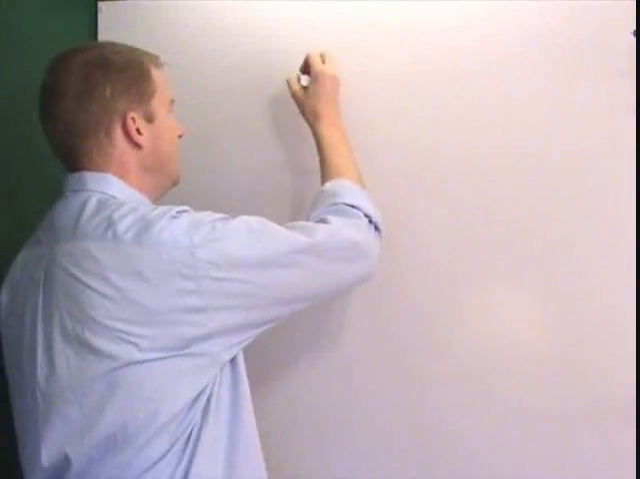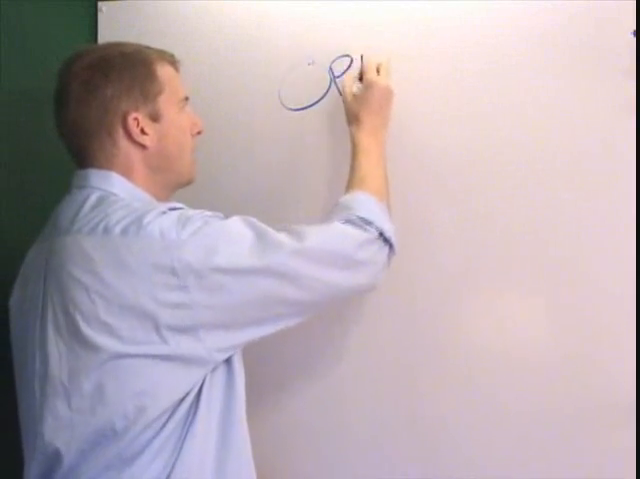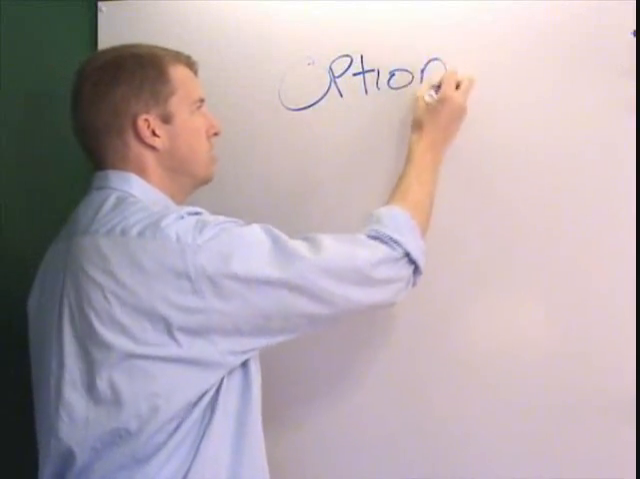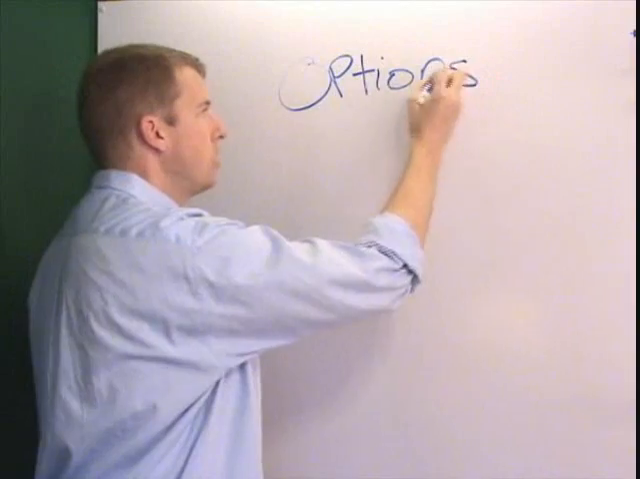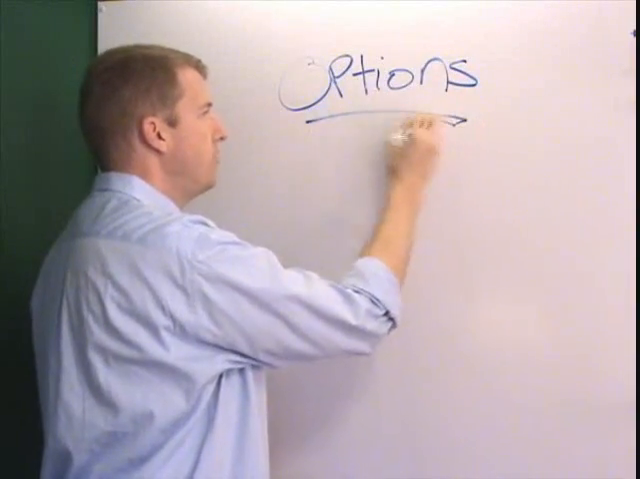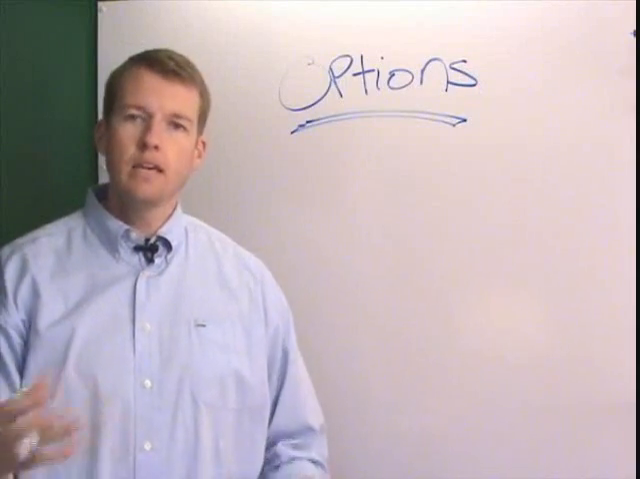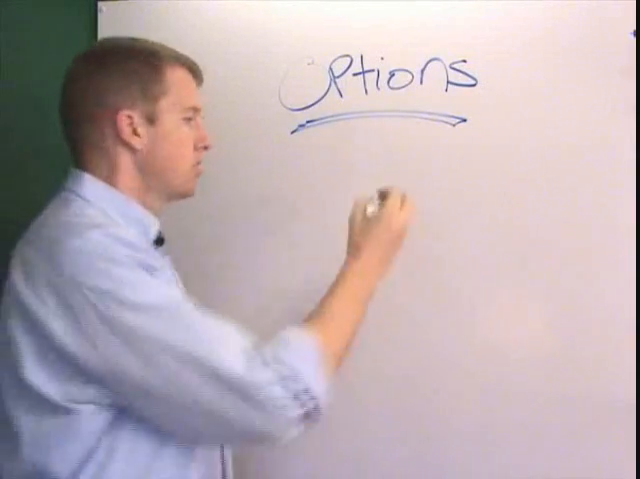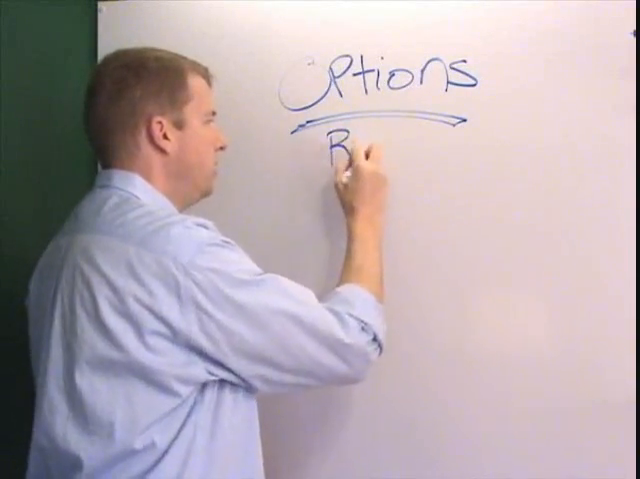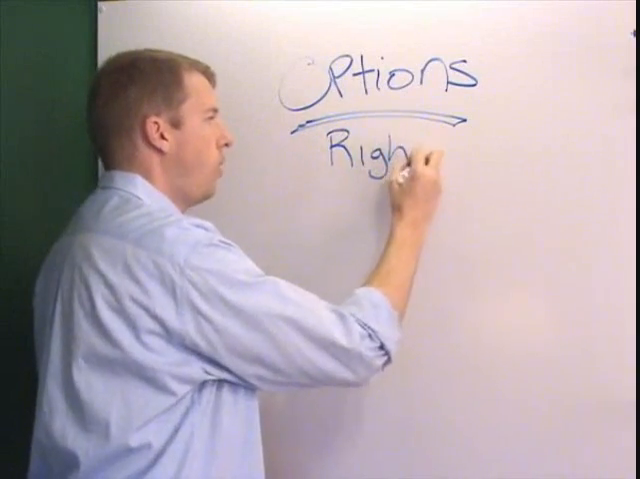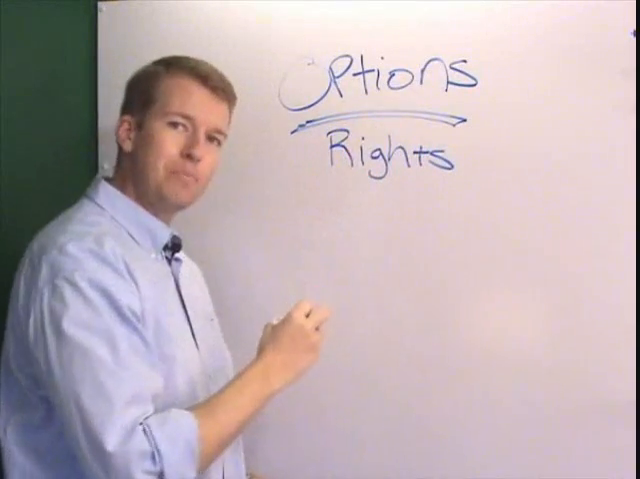So let's start with the beginning. What exactly is an option? How does it work? What does it actually do to the investor? So options really convey one thing. This is how they get their value. They give you rights. So if you are the buyer of an option, you acquire the rights to do something.